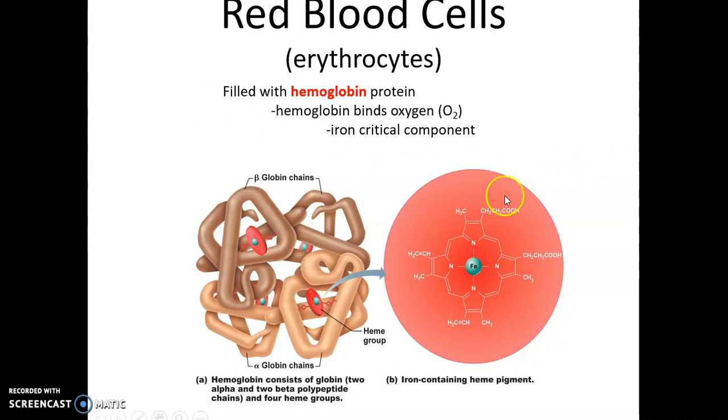And for the function of hemoglobin, it is critical that it has iron. So iron, the nutrient iron, the mineral iron, is important because it is found in hemoglobin, and it is what helps bind the oxygen.